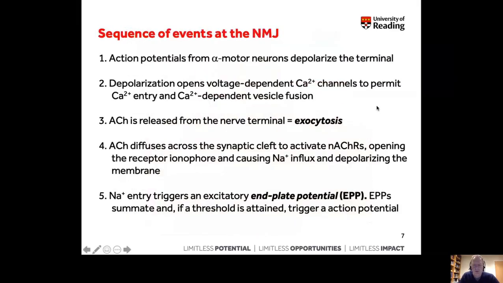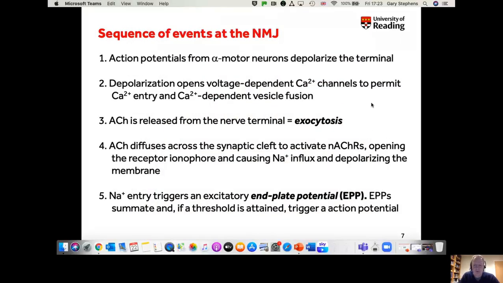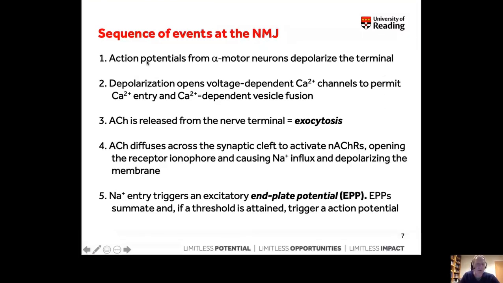So let's have a look at the sequence of events in terms of the neuronal input into the muscle. Action potentials from these alpha motor neurons depolarize the terminal. Again, as we've said before, depolarization opens voltage gated or voltage dependent calcium channels. Calcium comes down its concentration gradient, and we get calcium dependent protein-protein interactions which trigger vesicle fusion. Acetylcholine is released. This process is called exocytosis. So exocytosis is just the release of a transmitter substance at the presynaptic terminal, a term that we've probably used before.